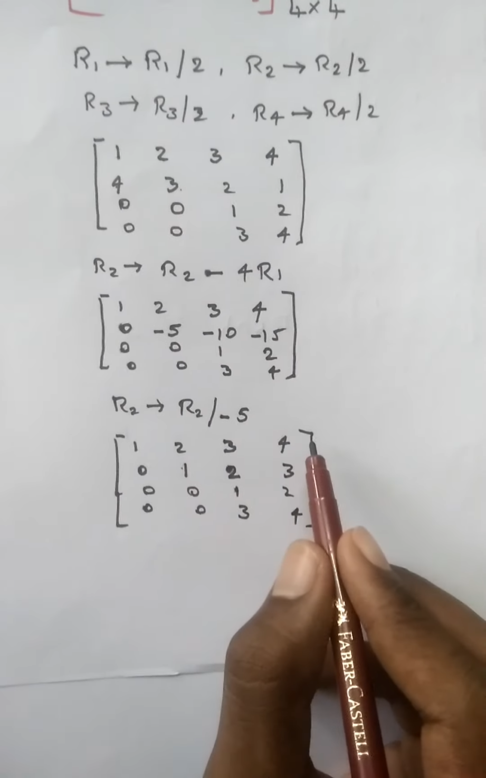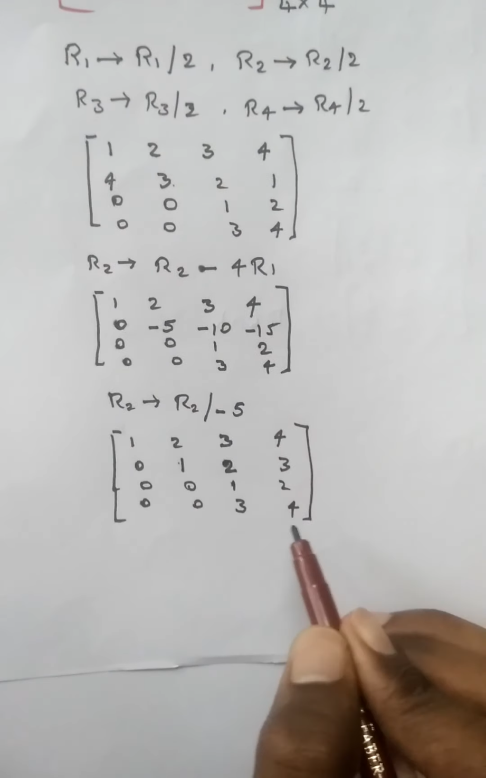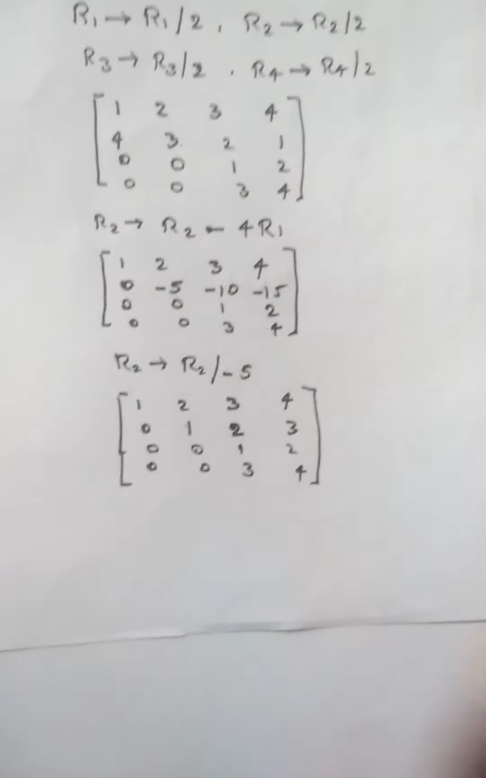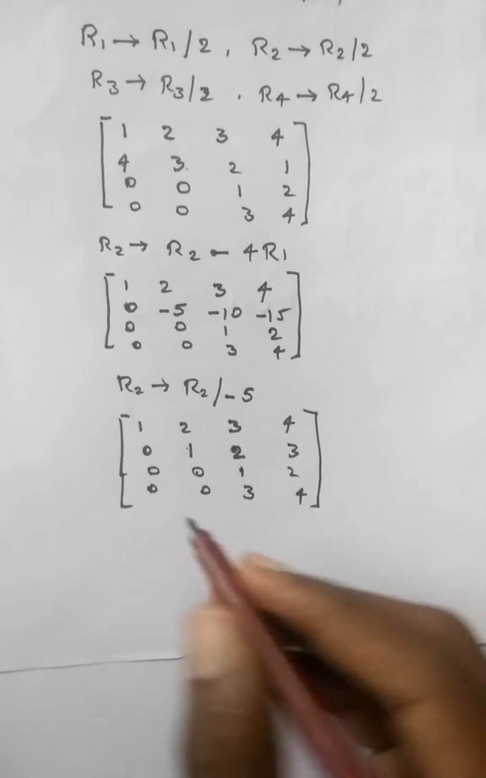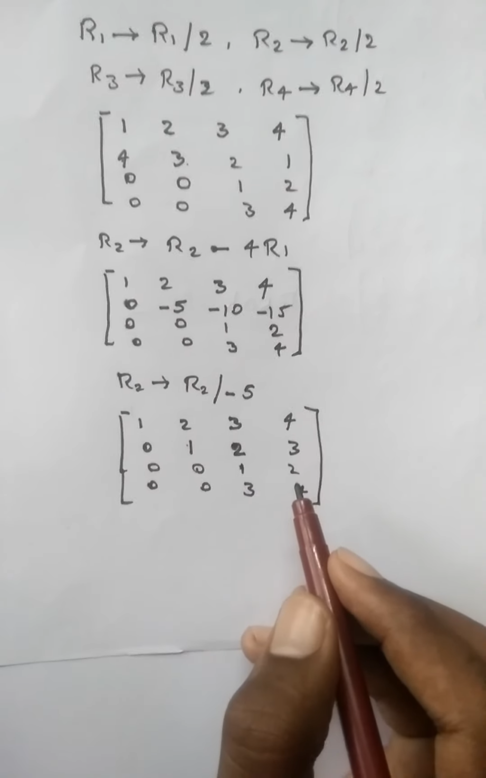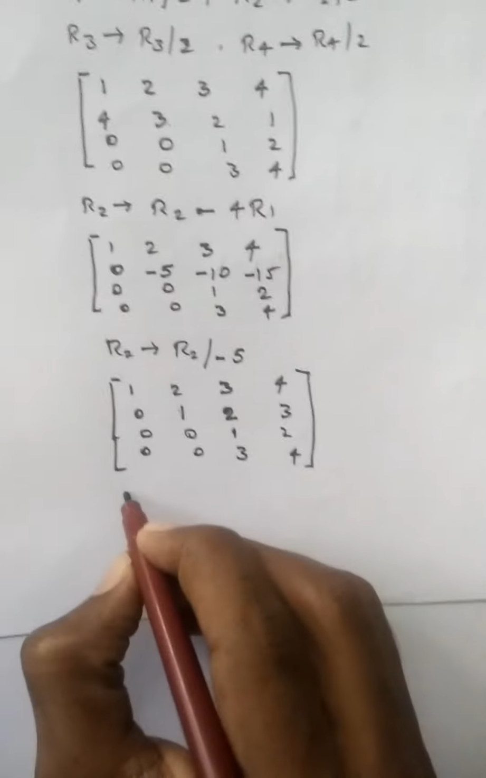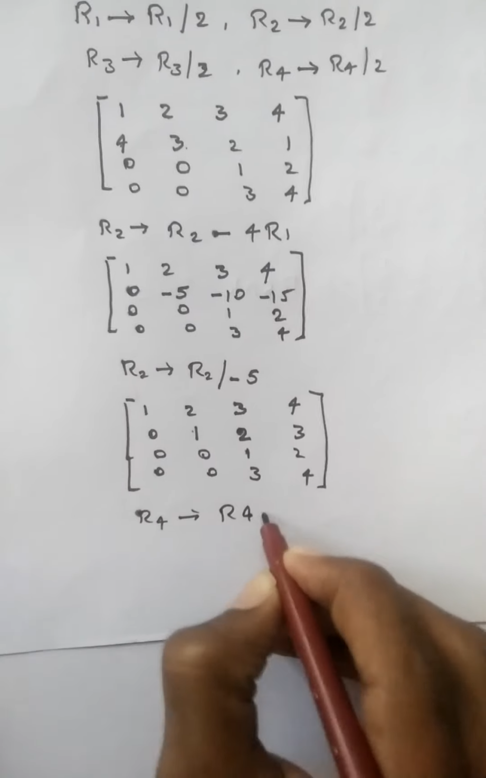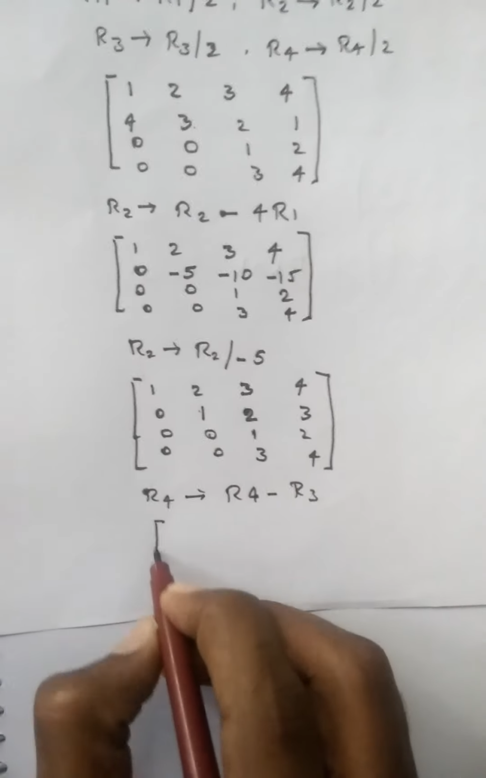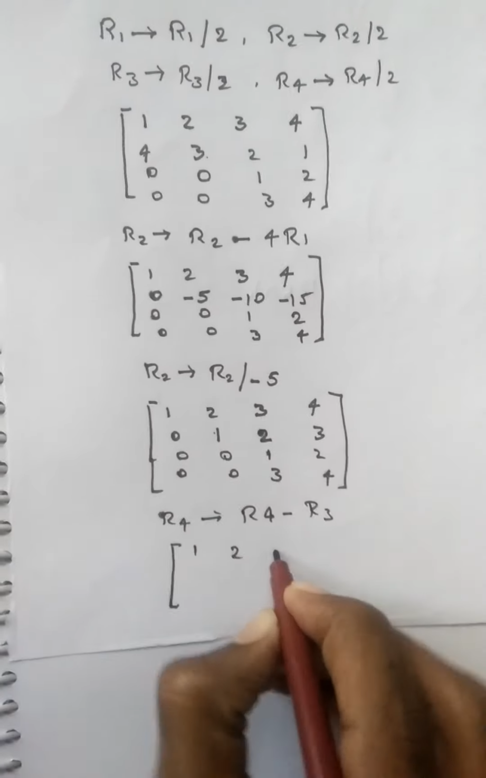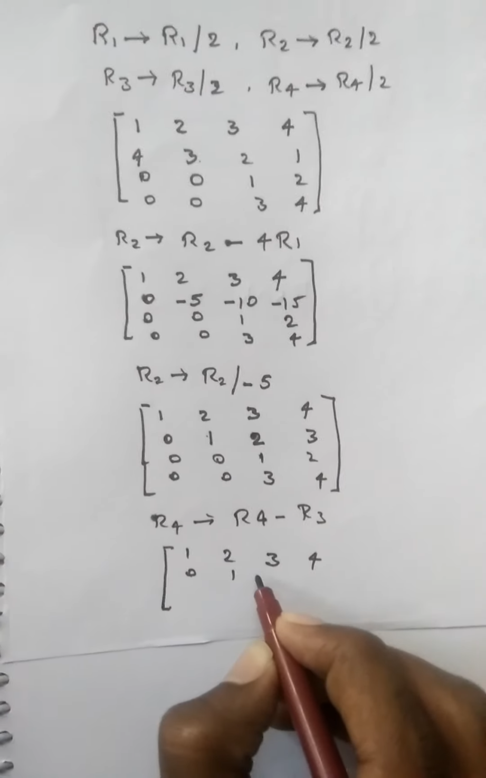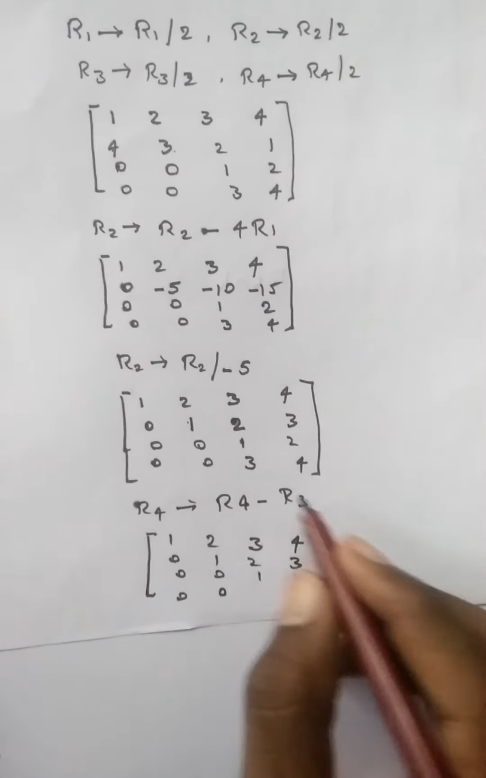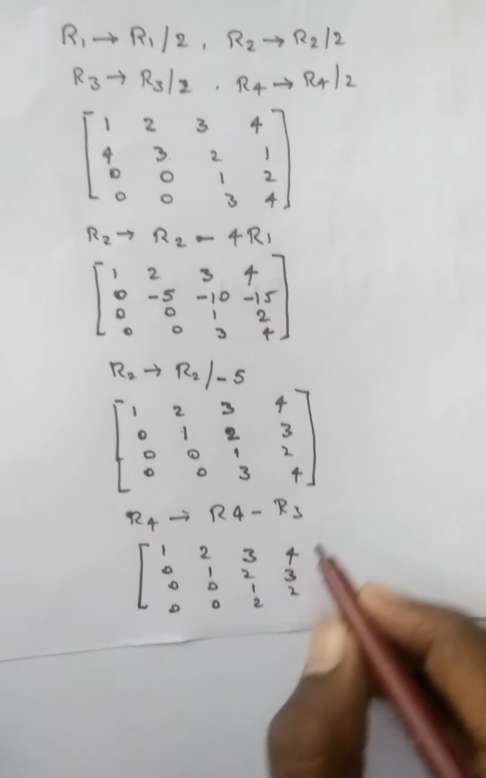So R1 has some values, R2 has some values, R3 has some values, R4 has some values. So we check once whether any further process is possible. 3 minus 2, 4 minus 2 is 2. We check at the fourth row: R4 becomes R4 minus R3. 1 2 3 4, 0 1 2 3, 0 0 1 2, 0 0 3 minus 1 is 2, 4 minus 2 is 2.